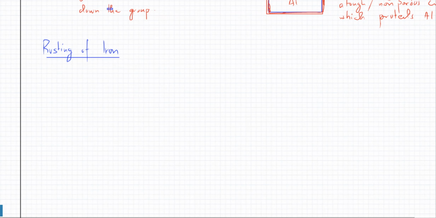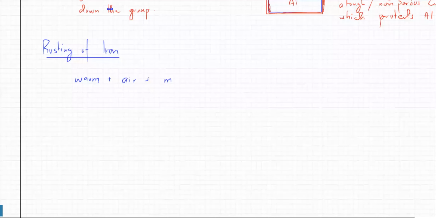Okay. So what happens is you need conditions requirement. You need warm conditions ताकि rusting तेज हो. You need air for it. Plus you need moisture or water for it. So if you're living in a coastal city, rusting would be faster. Okay. So you need moisture or water for it.